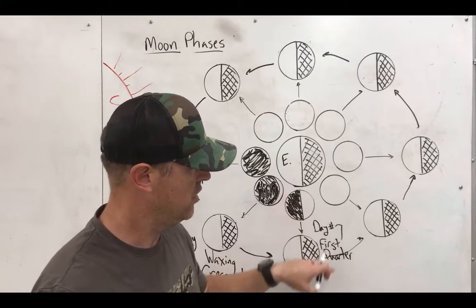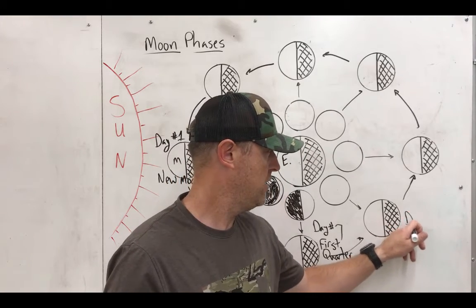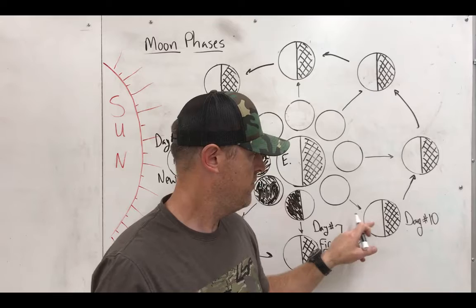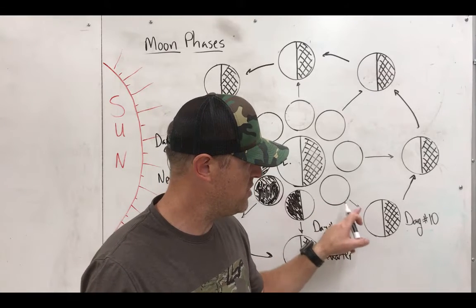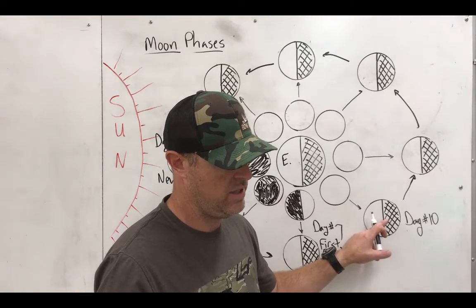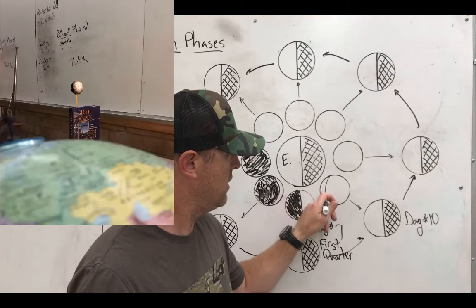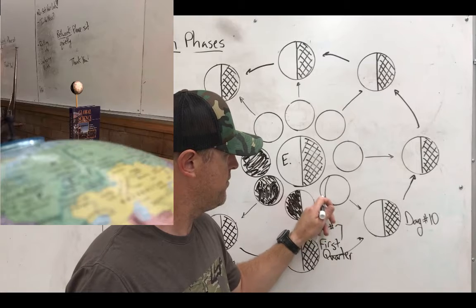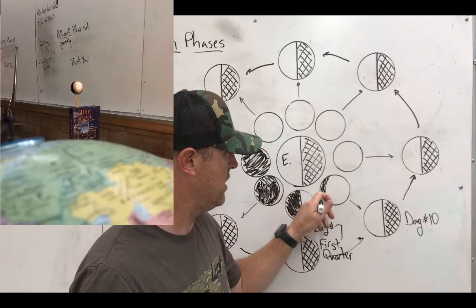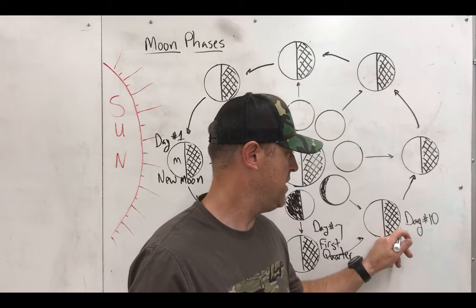As we go on another 3 days or so, this is day 10. We're going to see pretty much all of the moon, except we're going to have a little bit of a shadow on this side. It's going to look like this. It's not quite full, but this side is a little bit darker and it kind of looks oblong shaped. This is called a waxing gibbous.